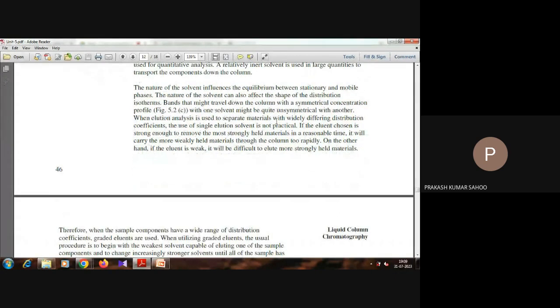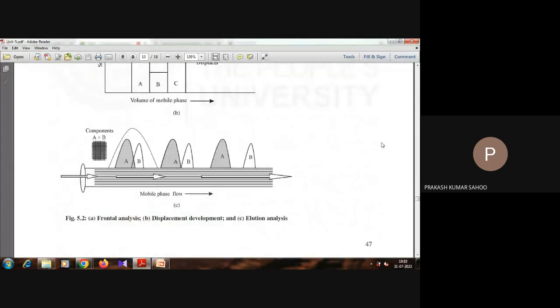The nature of the solvent influences the equilibrium between stationary and mobile phase. Nature of the solvent, that is, what type of solvent, the mobile phase, we use. The nature of the solvent can also affect the shape of the distribution isotherm. Isotherm means the effect analyzed at constant temperature. A band might travel down the column with a symmetrical concentration profile, as in Figure 5.2 C.